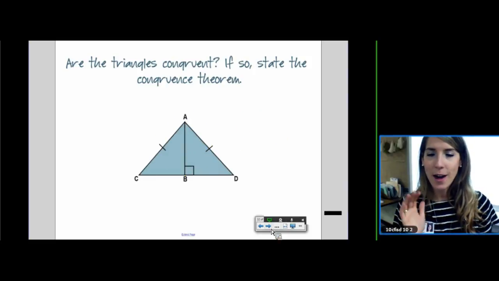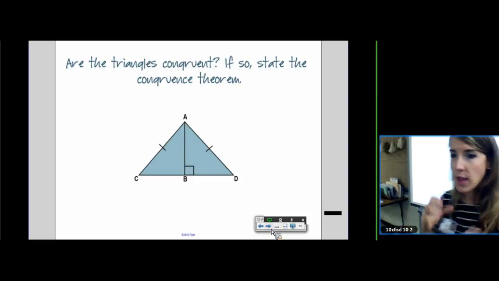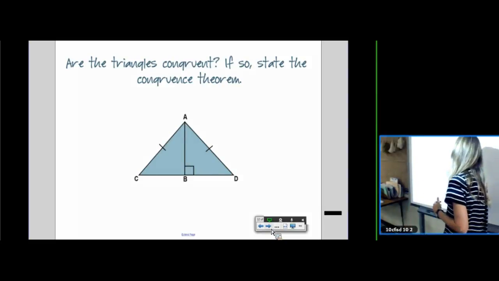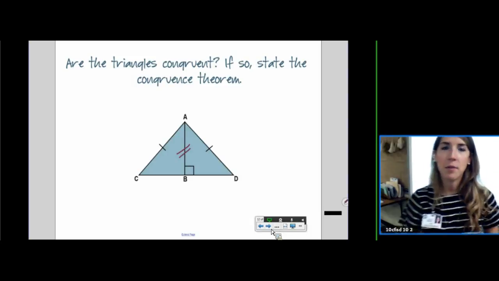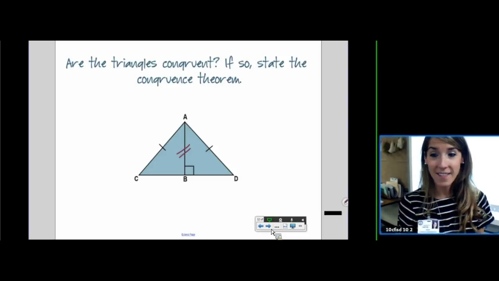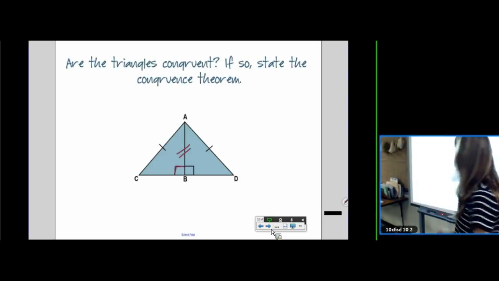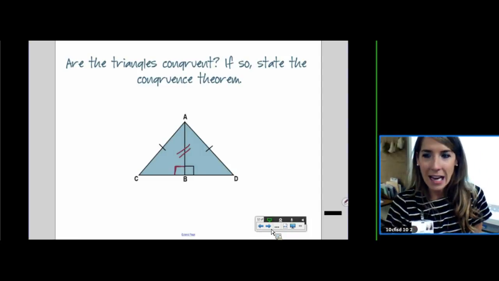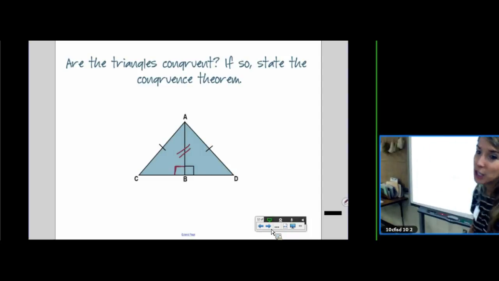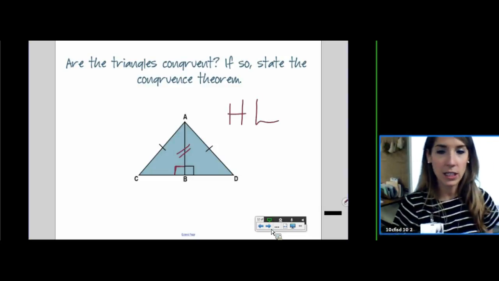All right. Are the triangles congruent? If so, state the congruence theorem. Remember, the thing I want you to always add first, shared side, reflexive property of equality. Ooh, this is our new one. You see it? It's our new one. We know that there's a right angle there because 180 minus 90 is 90. And so these triangles are guilty of being congruent by hypotenuse leg.